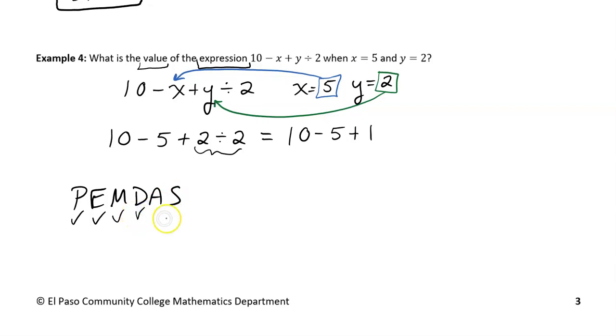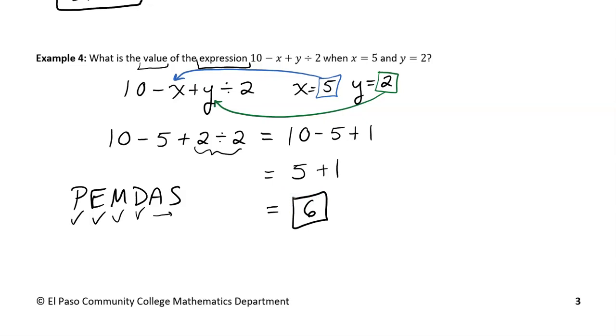Then I'll go with my addition and subtraction, always from left to right. So I'm going to do first the 10 minus 5. Well, that's 5. Plus the 1 gives me a 6. And there's my answer.